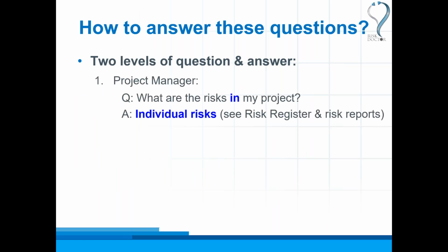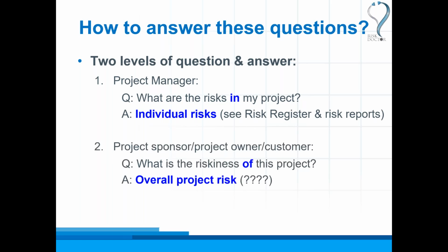What we're used to doing as project managers and project team members is to produce a list of individual risks, which we list in the risk register and we describe in the risk report. And these are describing the risks in the project. But that isn't the answer that the project sponsor or the client or senior management want. They need a different level of answer. They want to know, how risky is the project? What is the riskiness of the project? Not the individual risks in the project, but overall, how risky is the project?